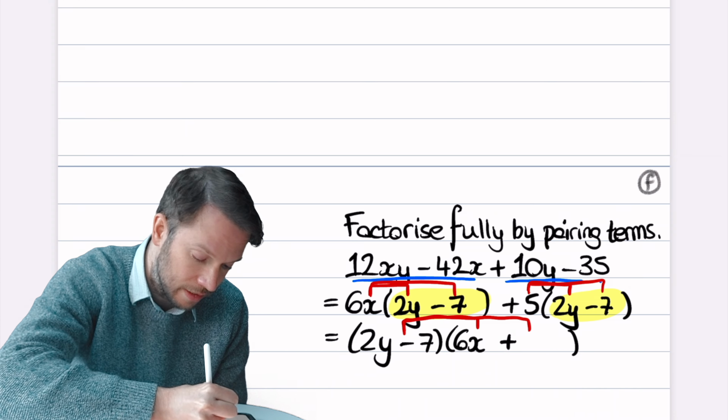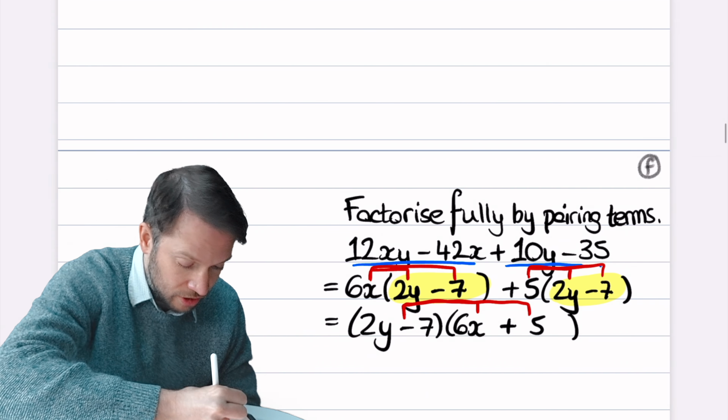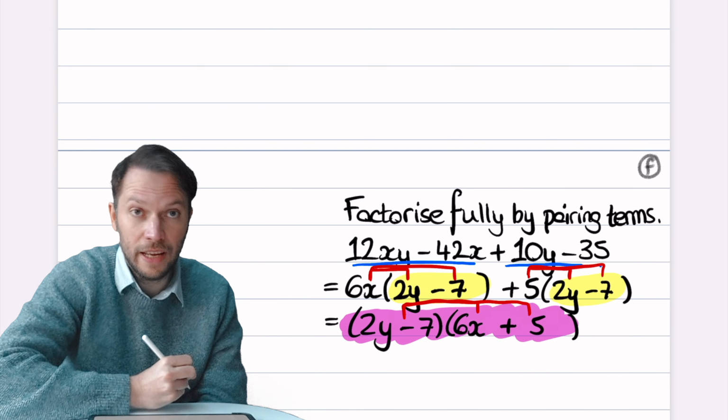So we get that. And then we can see that this is as good as we can do. We've got now two brackets here. We can't factorize any further. So that is the final answer.